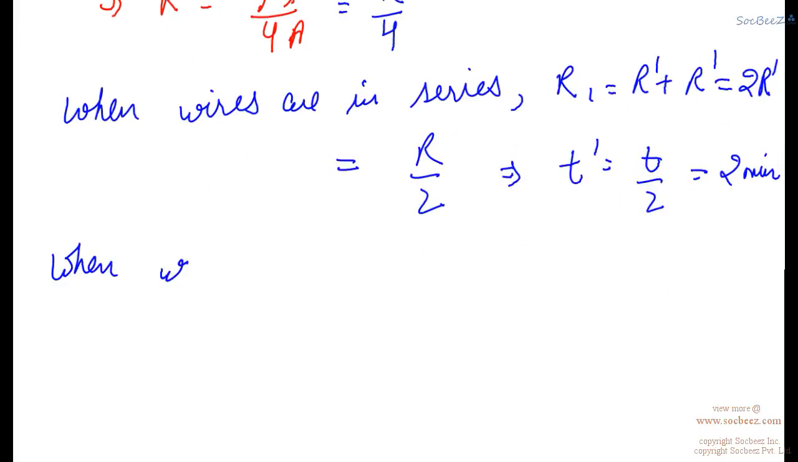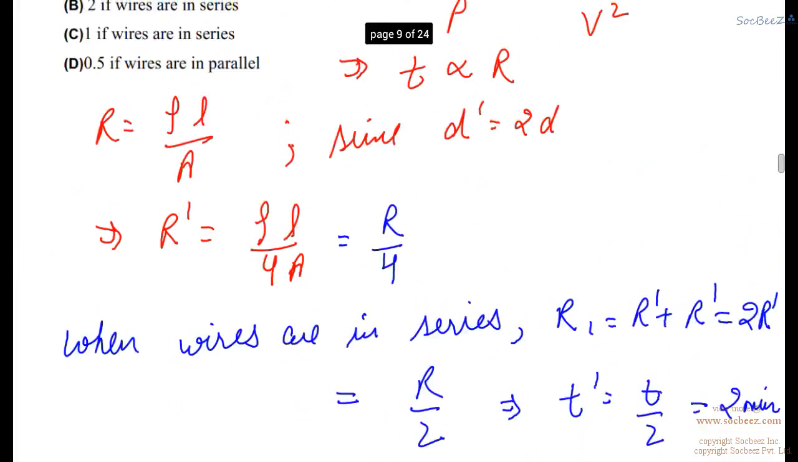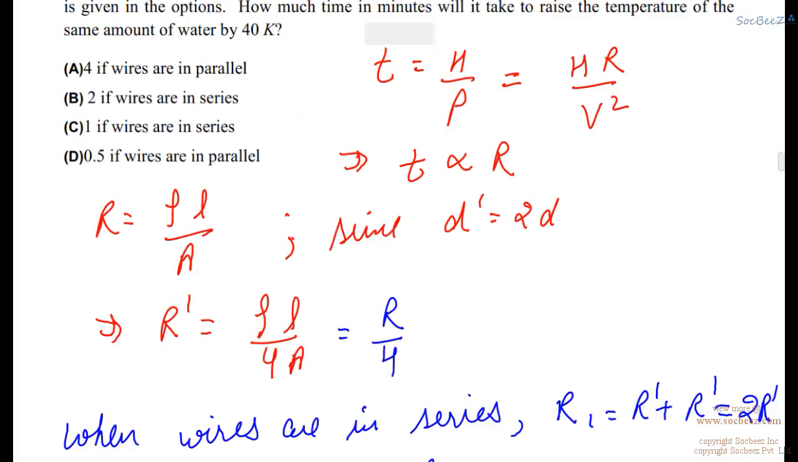resistance. Now, when wires are in parallel, then R2 equals R dash upon 2, okay, which is equal to R upon 8. So therefore this gives us T dash equals T upon 8, which is 0.5 minutes. So the correct options here are option B and option D. Okay, so let's see another question.